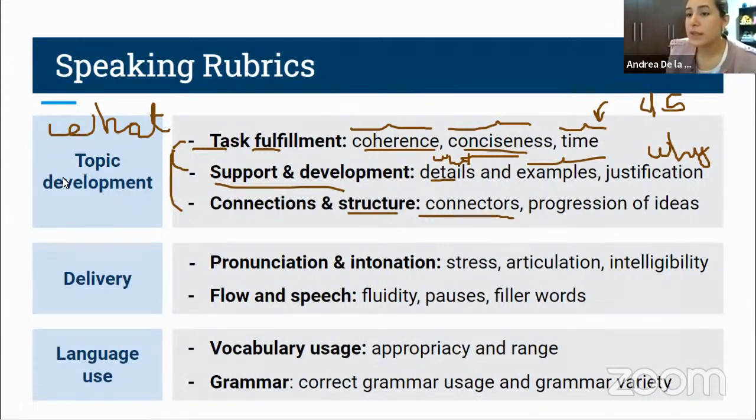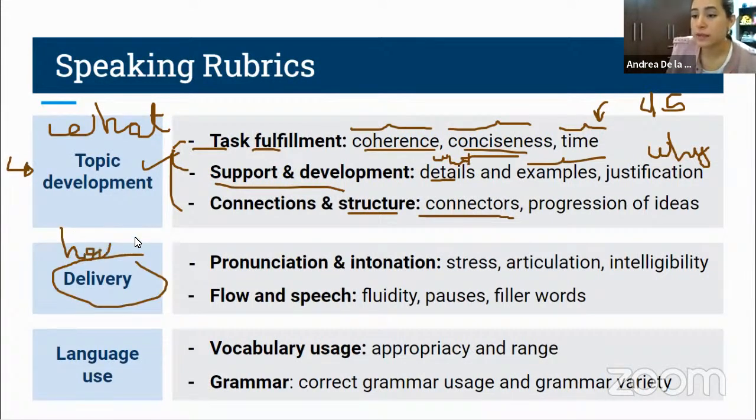Okay, guys? So that's topic development. If you guys have all of that, then you're good with this. Now, delivery also matters. Delivery is related to how you say it. So it is obviously related to how you pronounce the words, if you are pronouncing them in a way that they are easy to understand. So the person who's listening to your responses needs to be very easily able to understand what you're saying. Your responses have to be intelligible.